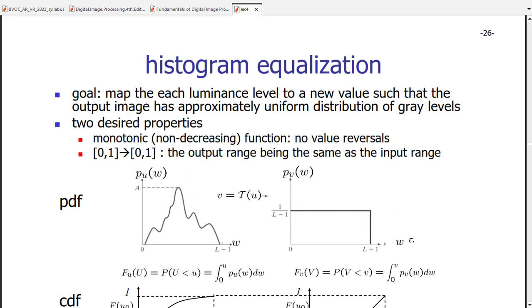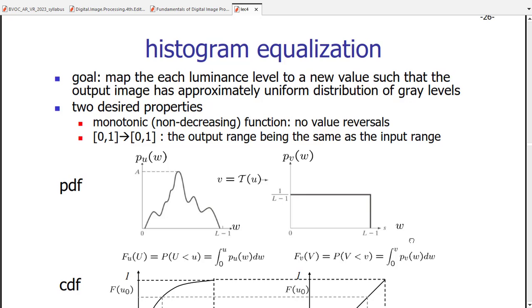This is another type of question we are raising here: histogram equalization. What is the main goal of histogram equalization? Map each luminance level to a new value such that the output image has approximately uniform distribution of gray levels. Uniform distribution means up to 0 to 1. That is the level of uniformity to be distributed over all the intensity values.